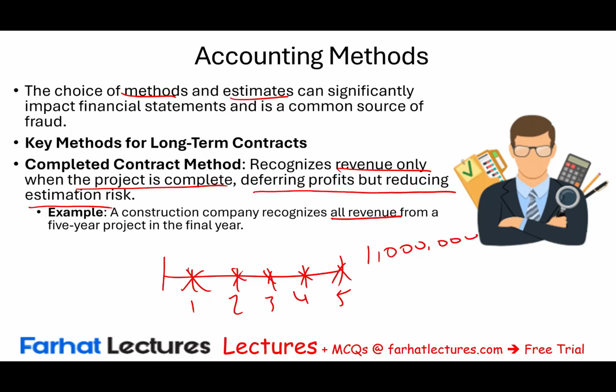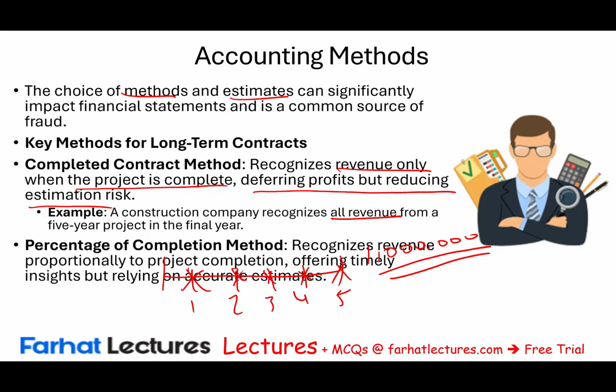And let's assume it's $1 million of profit or revenue. It doesn't matter. Or a company could use the percentage of completion method. If they use the percentage of completion method, and let's assume, for the sake of simplicity, this project would recognize revenue equally. They would recognize 200,000 every year. That's usually how it happens, but for the sake of simplicity, you want to make sure you are comfortable with the completed and the percentage of completion method.